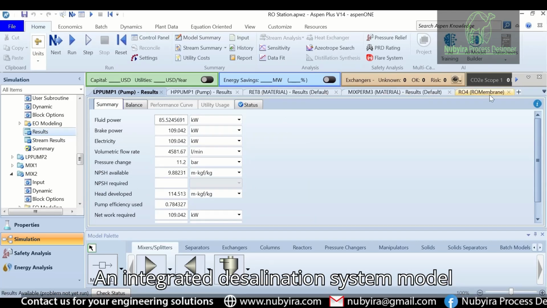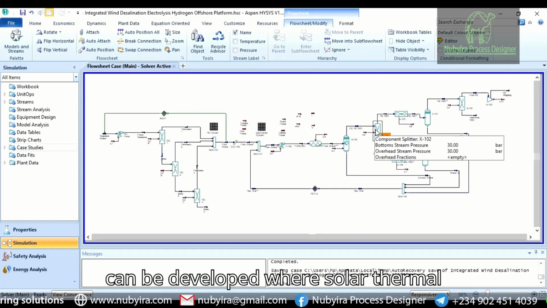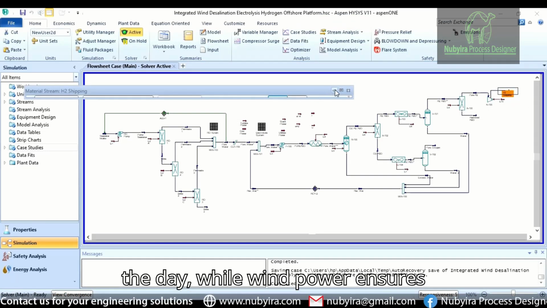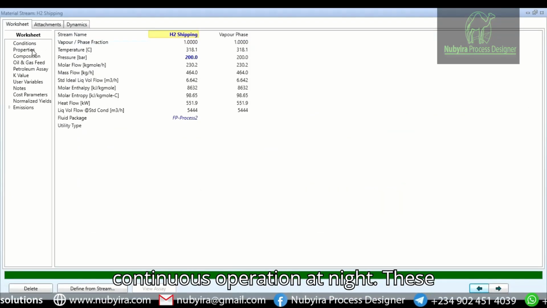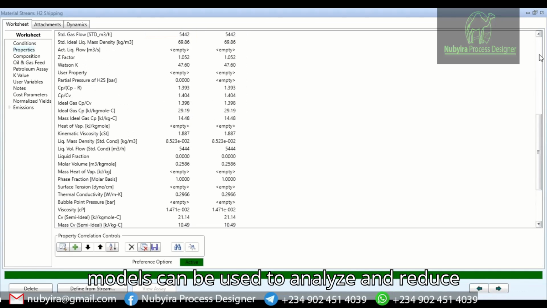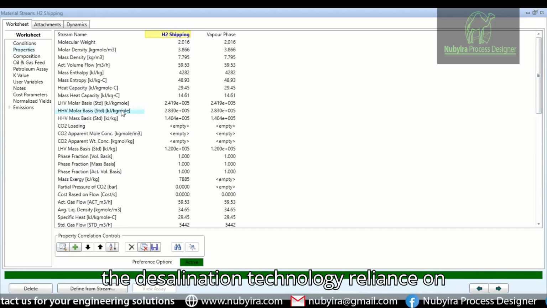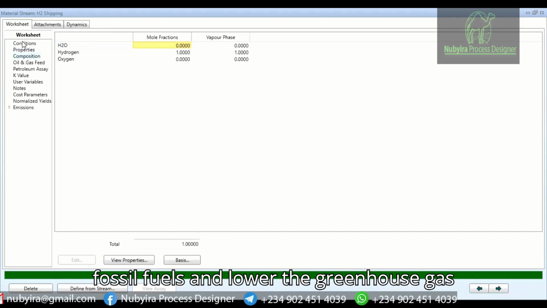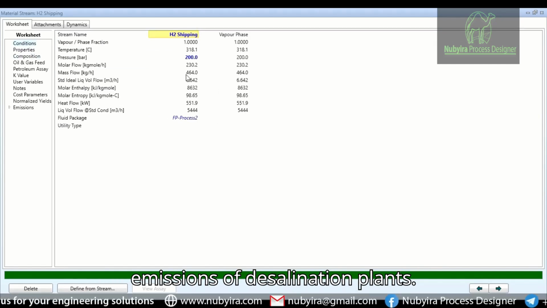An integrated desalination system model can be developed where solar thermal energy drives thermal processes during the day, while wind power ensures continuous operation at night. These models can be used to analyze and reduce the desalination technology reliance on fossil fuels and lower the greenhouse gas emissions of desalination plants.